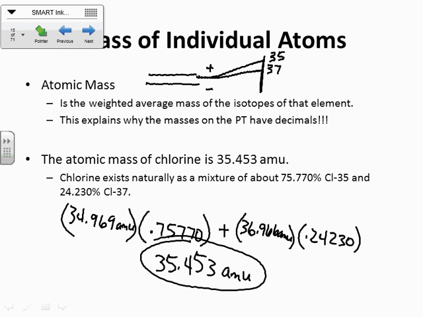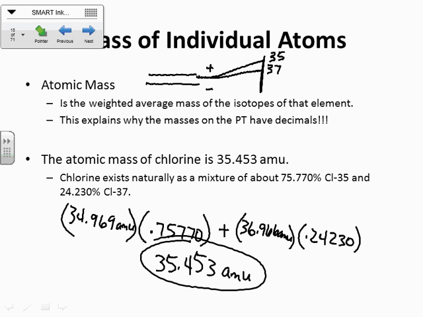Probably better that you don't answer this because it's a trick question. Because 0% of chlorine has a mass of exactly 35.453. Why? What is this number? It's an average, right? There is no chlorine that's exactly 35.453. That's the average of the 35 and the 37. Does that make sense?